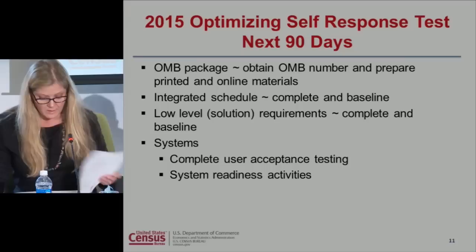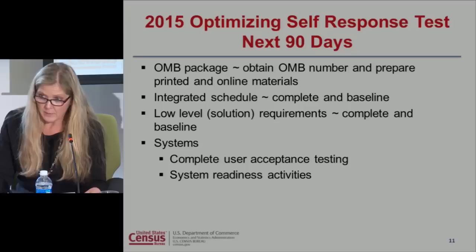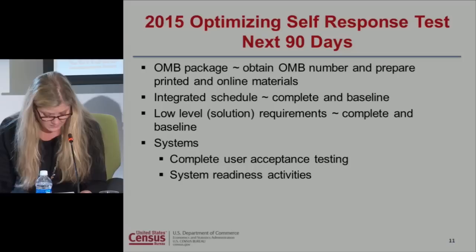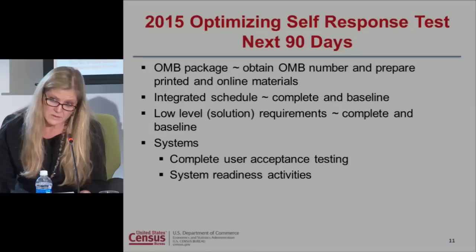In the next 90 days, we will gain approval by OMB and have the number, and prepare and print online materials. Our integrated schedule will be finished. The low-level solution requirements will be complete and baselined. And for the systems, we will complete all of our user acceptance testing and our systems readiness activities.